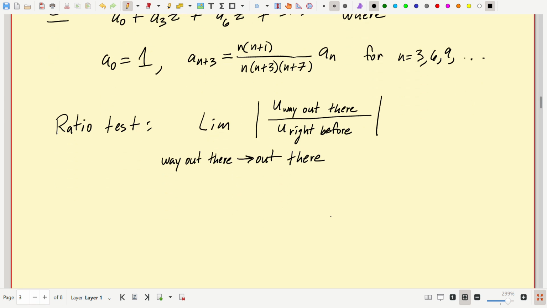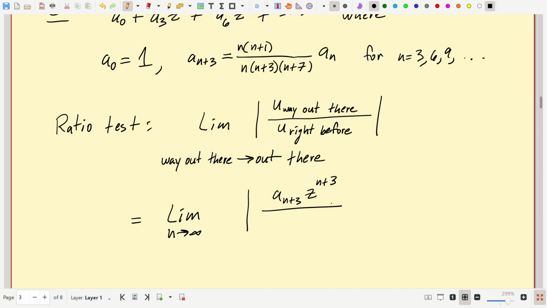Okay? And so in this case, that's going to be equal to the limit as n goes to infinity of those an's. Let's see, I'll pick one that's way out there. How about a n plus 3 times z to the n plus 3? And n is big.